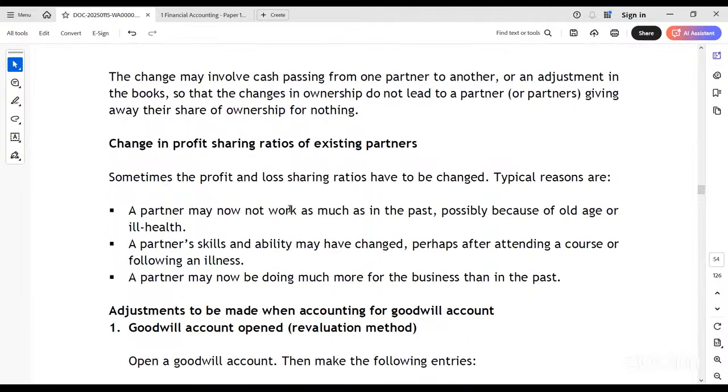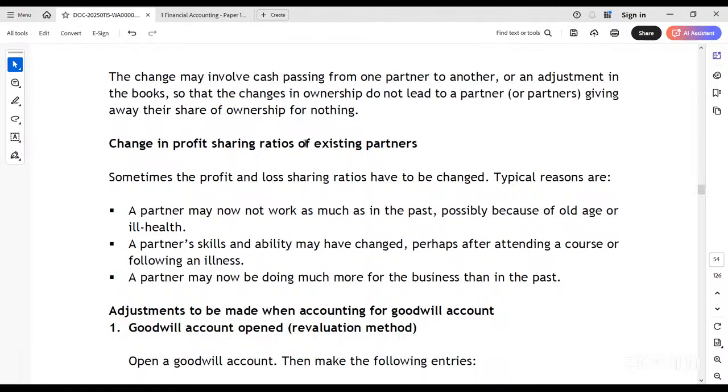The change may involve cash passing from one partner to another, or an adjustment in the books so that the changes in ownership do not lead to a partner giving away their share of ownership for nothing. So sometimes cash may be involved. That is, cash can be passed from one partner to another to ensure that you don't give out your share of ownership for nothing.